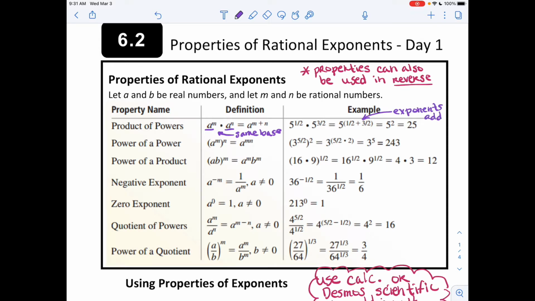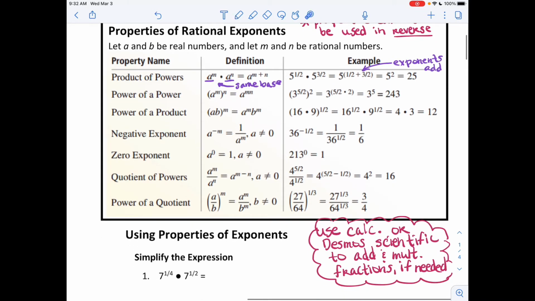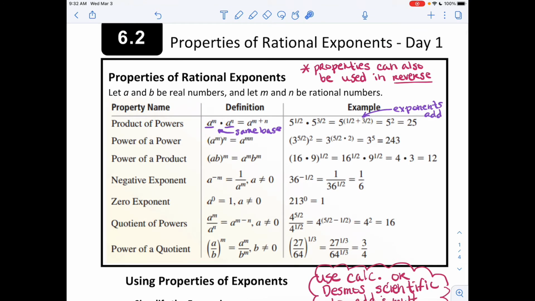And so if we look at our example, we see 5 to the 1/2 times 5 to the 3/2, and so that's equal to 5 to the 1/2 plus 3/2. We add those exponents together. So you have to use your fraction addition skills that you learned back in elementary school, or I've made a note down here that you could use your calculator or Desmos Scientific to add and multiply fractions if you need to. So 1/2 plus 3/2 will give us 4/2. 4 over 2 is 2, so 5 to the second power is 25.